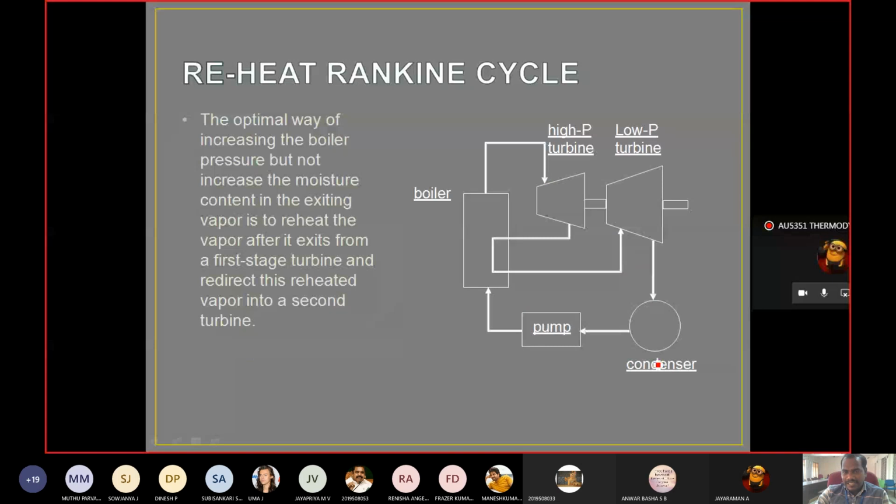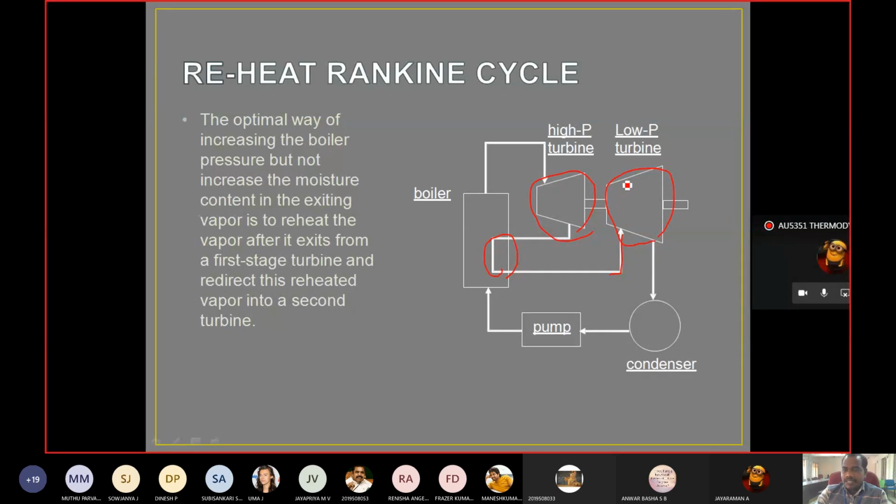So this is the reheat Rankine cycle. We can introduce two turbines: one is a high pressure turbine, and the low pressure turbine is joined in series. The vapor from the boiler is employed to drive this high pressure turbine. Then the exit of this turbine can be reheated here. We can use the boiler temperature to reheat the exit vapor of the high pressure turbine. Again, this reheated vapor is sent to the input of our low pressure turbine.